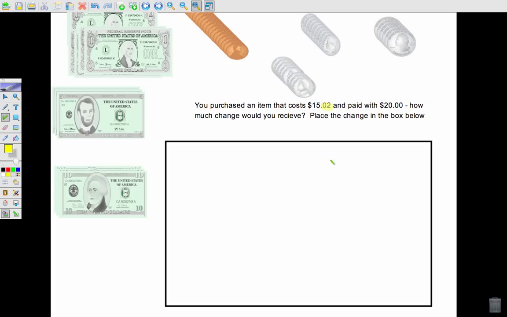If you said the 2 cents and 15.02, you'd be correct. What do we always start counting by? Pennies, nickels, dimes, or quarters? You're right, we always start with pennies, and we want to go up to something that has a 0 in it.